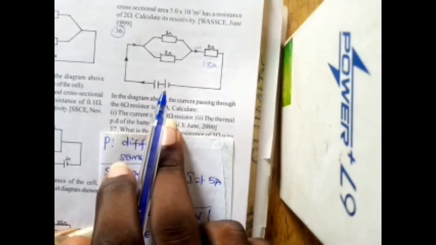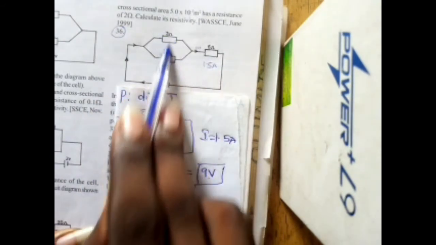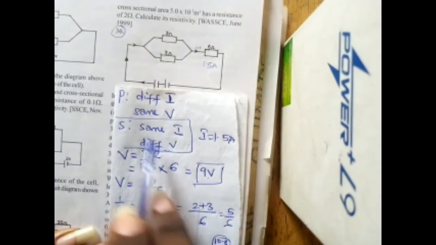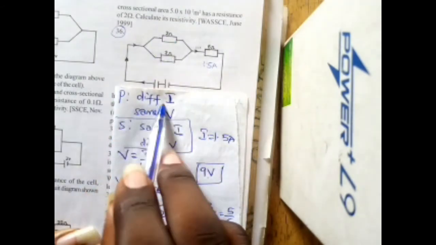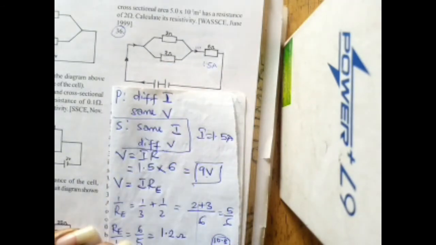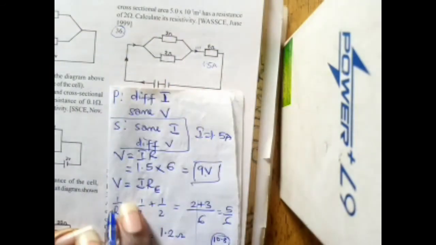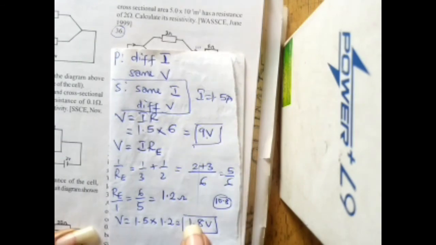So to find the current in this 3 ohms resistor, you recall that for a series connection, you have the same current but different voltages. But for a parallel connection, you have different currents, same voltage. I've calculated the voltage for this part to be 9 volts. The voltage for this part was 1.8 volts. So I want to find the current now in these two resistors.